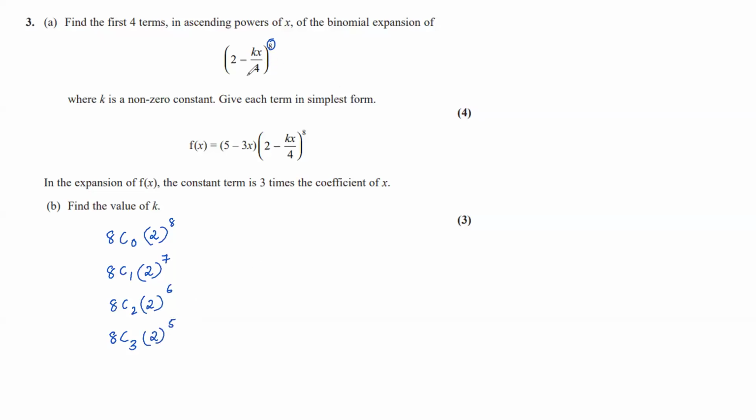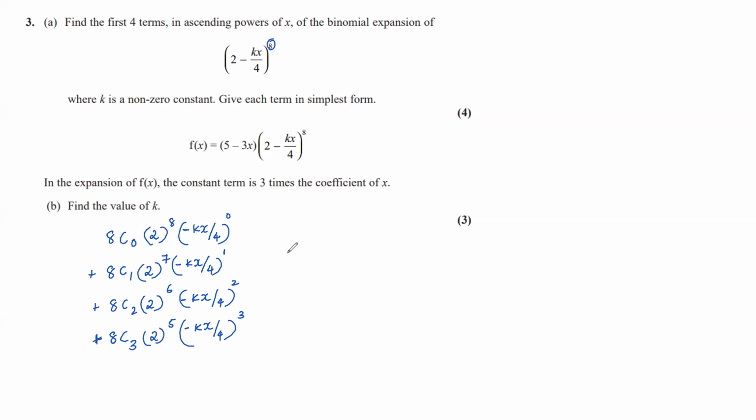Now the second term along with the sign, the power keeps increasing. So here minus kx by 4: minus kx by 4 to the power of 0, minus kx by 4 to the power of 1, minus kx by 4 to the power of 2 and minus kx by 4 to the power of 3. You just put a plus sign in front of these. Now these are the four terms that we have to find out for this binomial expansion.